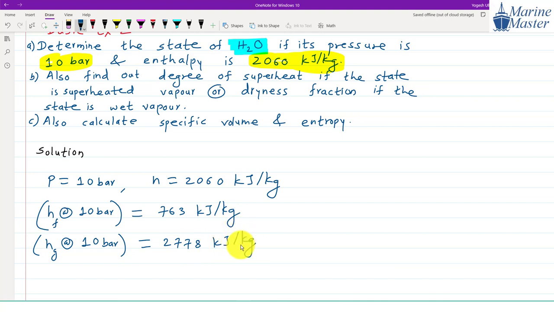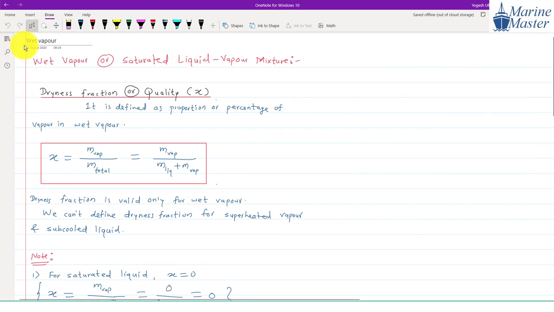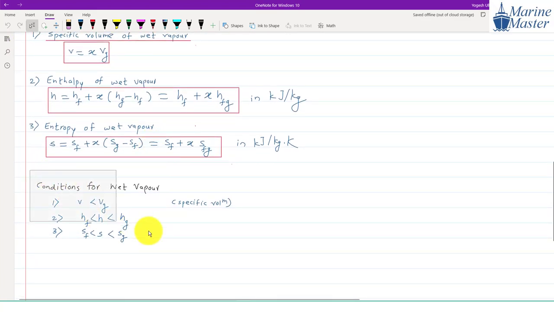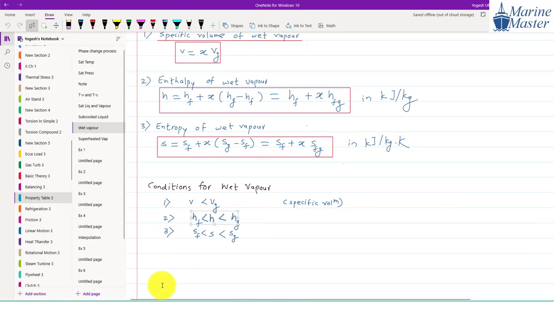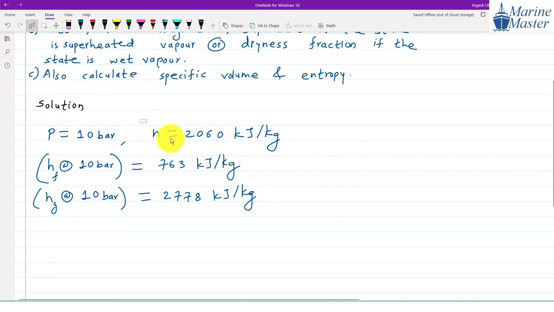The unit is kilojoule per kg. Now if you remember our discussion, what we studied for the wet vapor, guys? The conditions for the wet vapor we have studied: V less than Vg, and H greater than HF and less than Hg. See this condition. Here this condition is satisfied. The given value of enthalpy in this question, H = 2060, lies between the HF and Hg values.